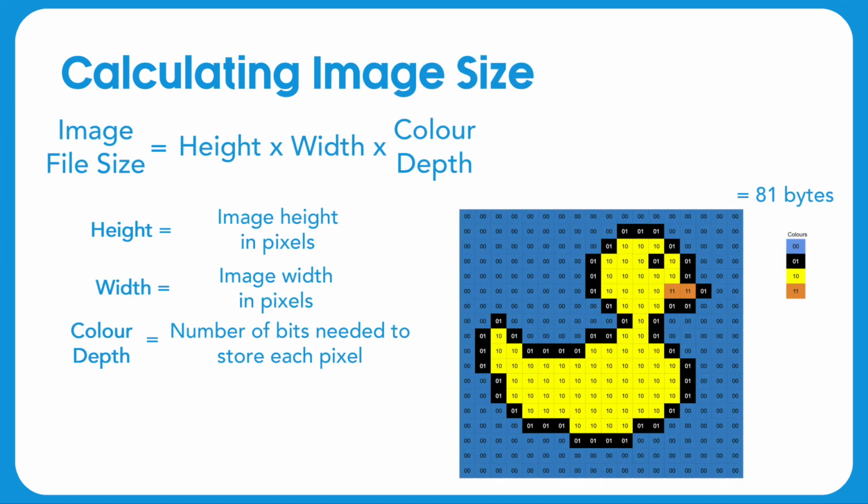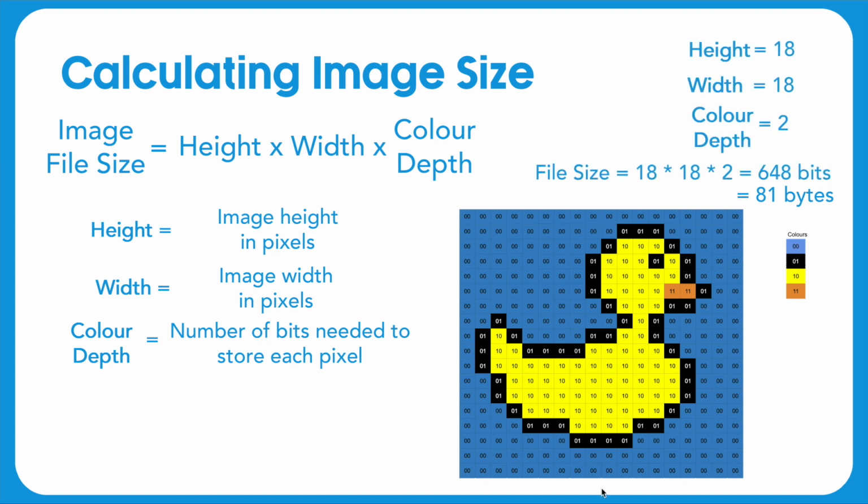Image file sizes are calculated by multiplying the width of the image in pixels by its height in pixels by the color depth, which is the number of bits used to represent a pixel's color. In the example image on the right of the screen, we can find its height and width by counting the number of pixels in both directions, which, in this instance, are both 18. To find the color depth, we look at the number of bits that we're using to represent the colors, which in this case is 2. Therefore, we multiply 18 by 18 by 2, which gives us a 648-bit image. Dividing this by 8 to get the file size in bytes gives us an 81-byte file.